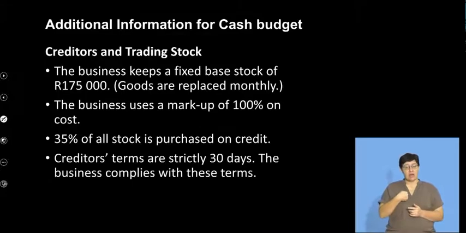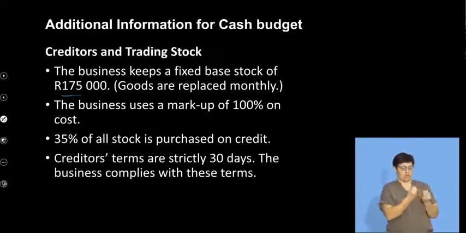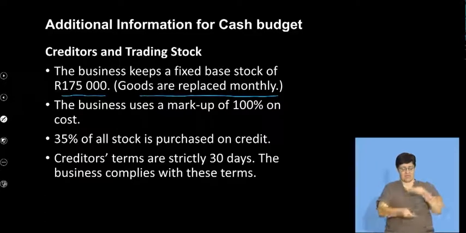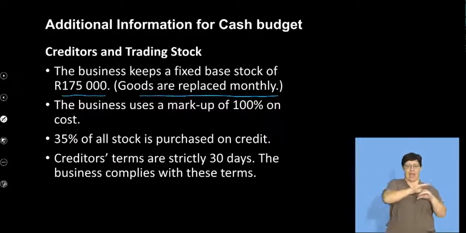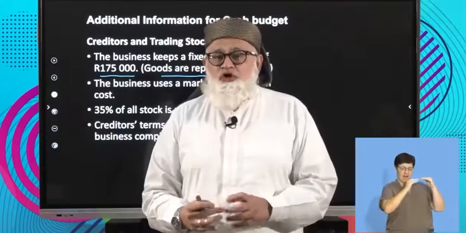Okay, and this is what we do. The business keeps a fixed base stock of 175,000 Rand. Goods are replaced monthly. That's what we mean by a fixed base stock. Goods are replaced on a monthly basis to ensure that we start off the next month with the same amount of stock that we had at the beginning of the month.